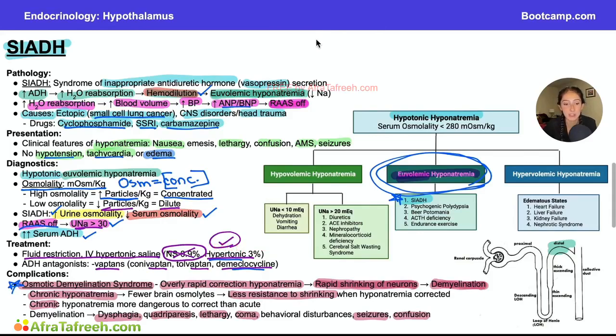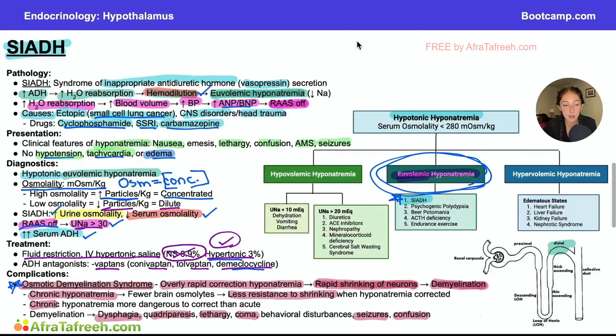Let's try a practice question. They might say something like, a patient presents with nausea, vomiting, and confusion. They're not tachycardic, blood pressure is stable, medical history is unremarkable except for anxiety and depression, for which they are seeing a psychiatrist. They are given tolvaptan and their symptoms improve. What was their urine osmolality, urine sodium, and serum ADH prior to treatment?